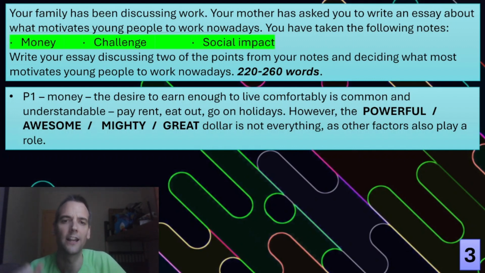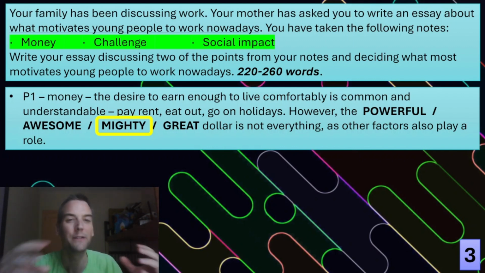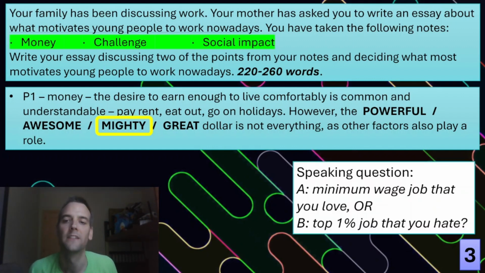What's the correct collocation here to talk about the dollar? It's a bit of an old-fashioned biblical phrase, isn't it? And it's the mighty dollar. Other factors also play a role, and then I can continue into my second paragraph, and I'm building everything together in a nice essay. And what about you?